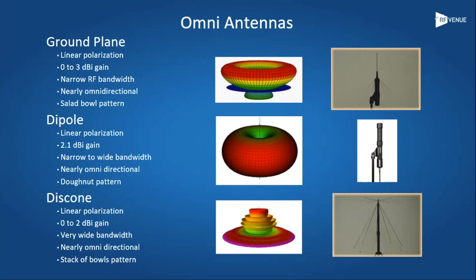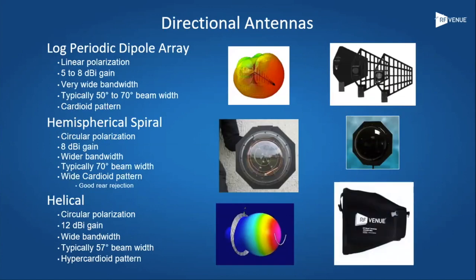And the bottom one is a disc cone. They're common outside of Pro Audio. Radio scanner people like them, or CB radio base stations, they like them. And it has a real complex pattern of nested bowls like on a dinner plate. So directional antennas are generally considered to be high gain.